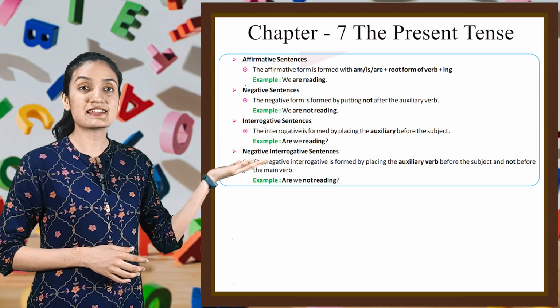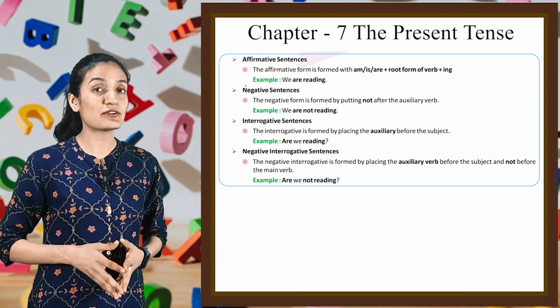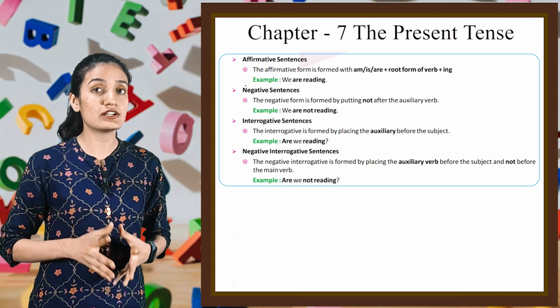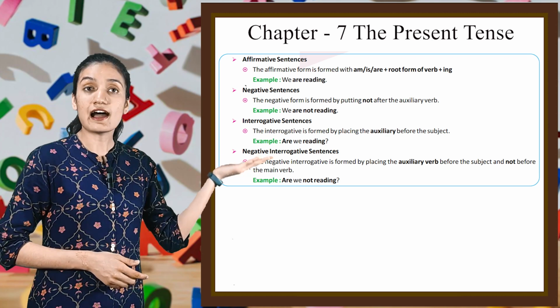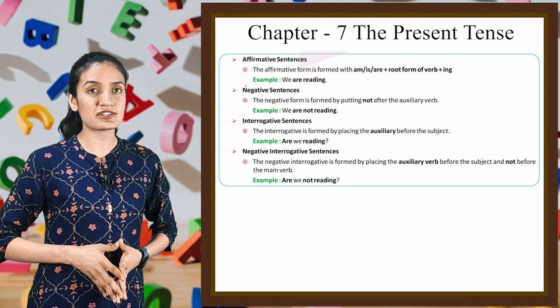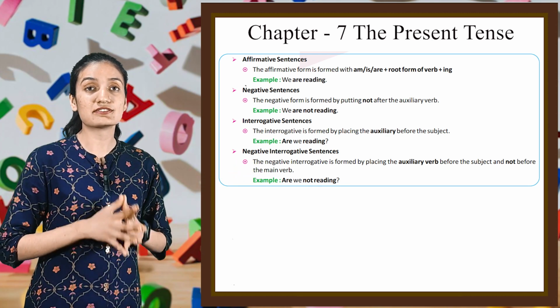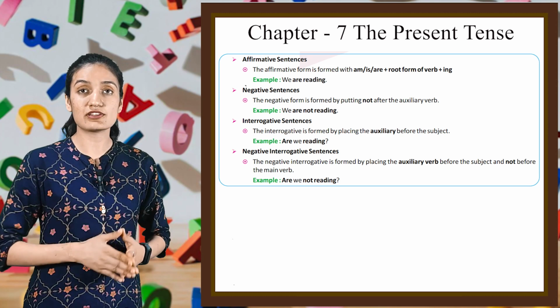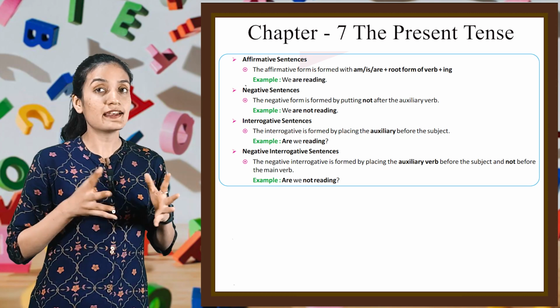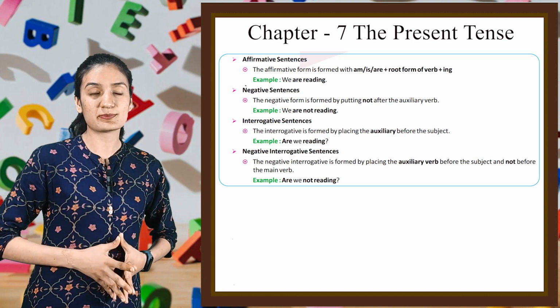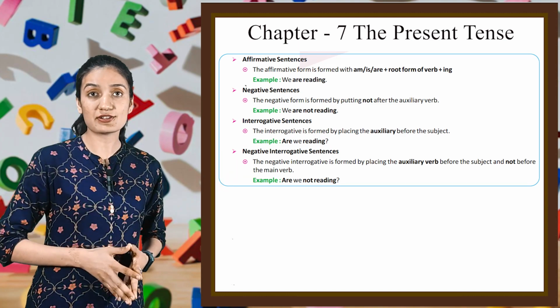Now, interrogative sentences. The interrogative is formed by placing the auxiliary before the subject. Like, are we reading? Negative interrogative sentences. The negative interrogative is formed by placing the auxiliary verb before the subject and not before the main verb. Example is, are we not reading?